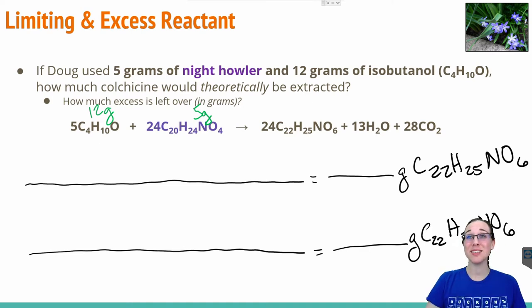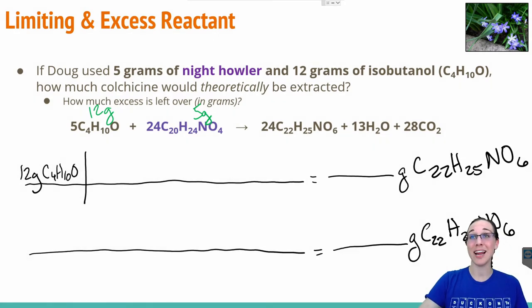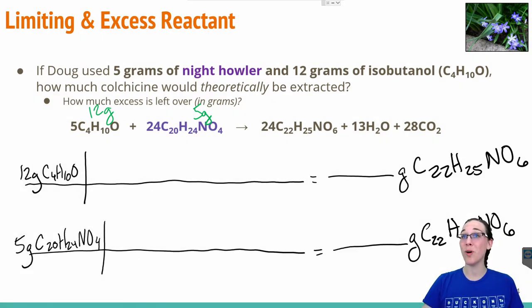C22H25NO6. And we're going to start with 12 grams of isobutanol and 5 grams of the Nighthowler flower. Since this is one chemical in grams going to a different chemical in grams, we're going to use our molar mass, mole ratio, molar mass setup. We need to find the molar mass of isobutanol by looking at our periodic table.